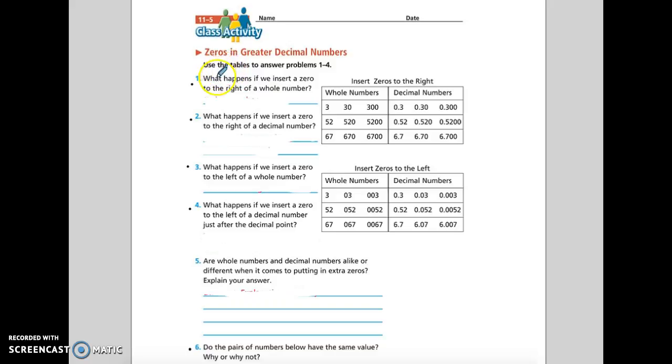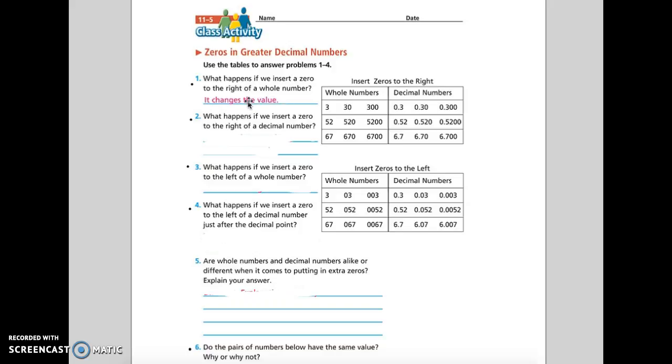The first question says, what happens if we insert a 0 to the right of a whole number? So I look here and I add a 0 to the right of the whole number. If I add a 0 on here, I get 30, and another one, I get 300. It changes the value of the number, right? Anytime I add a 0 behind a whole number, it changes the value. Instead of having 52, I have 520, and then I have 5,200.